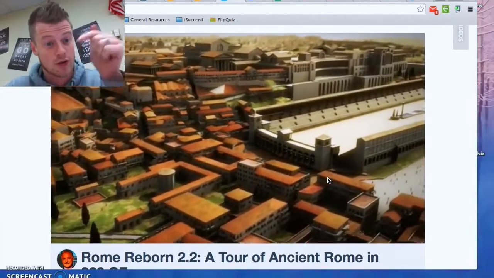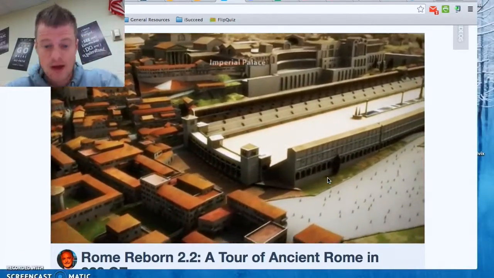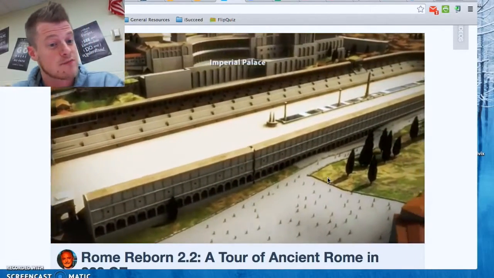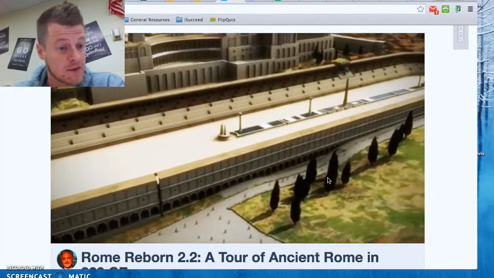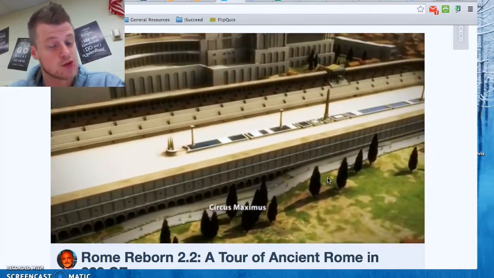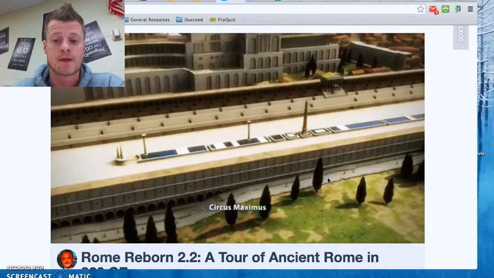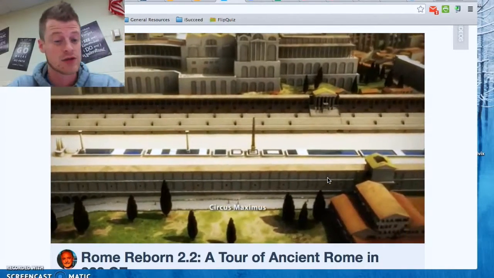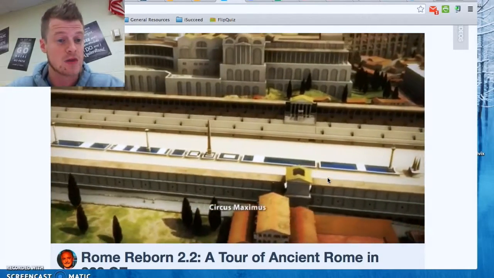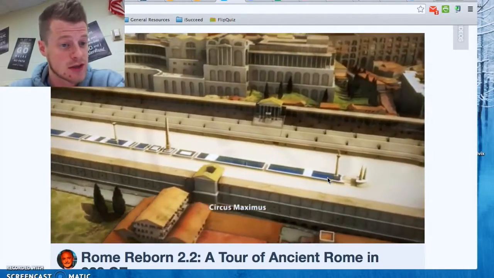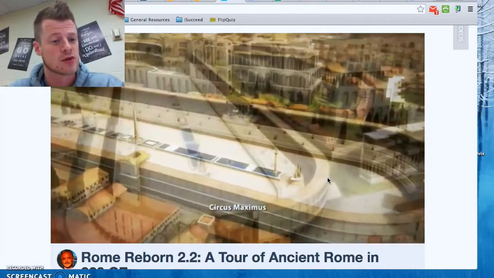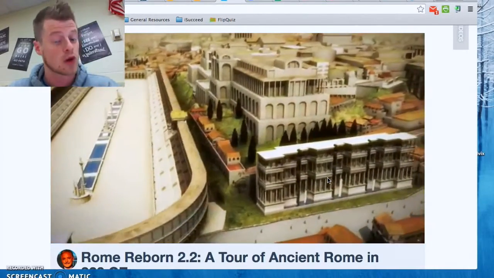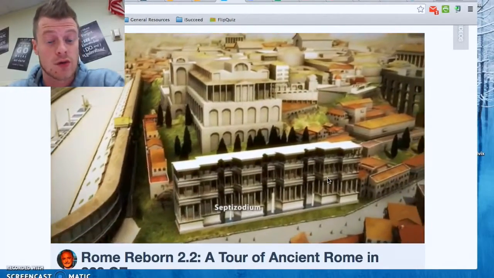Coming down on our right, or this way for you guys, is the Imperial Palace and the Circus Maximus, where they held chariot races, which is really cool. The emperor would walk out of the palace at the top of the screen to the stand you can see, and he would host the chariot races at Circus Maximus. Running the chariots was thought of as a very imperial thing to do, so the emperor would often preside over chariot races.